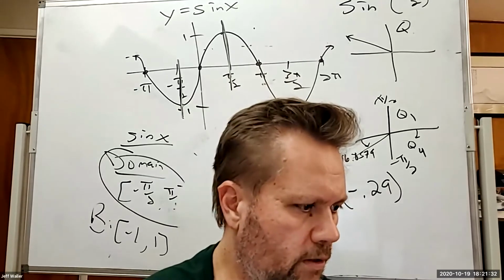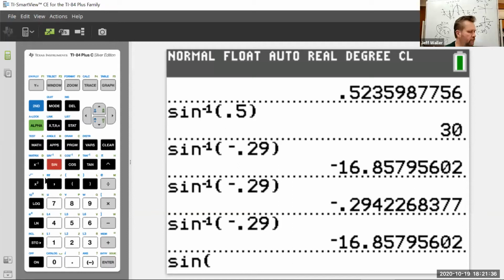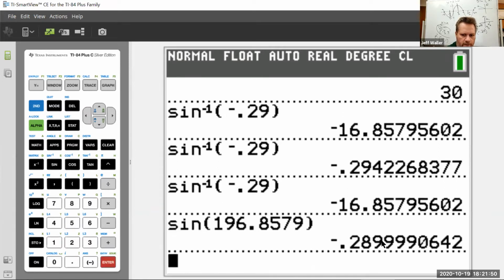If I want to check this real quick, I do sine of what I just got, 196.8579. There's the negative 0.29. I just rounded it, of course. Is everybody cool with that? Okay, the few people I can see are cool with that.